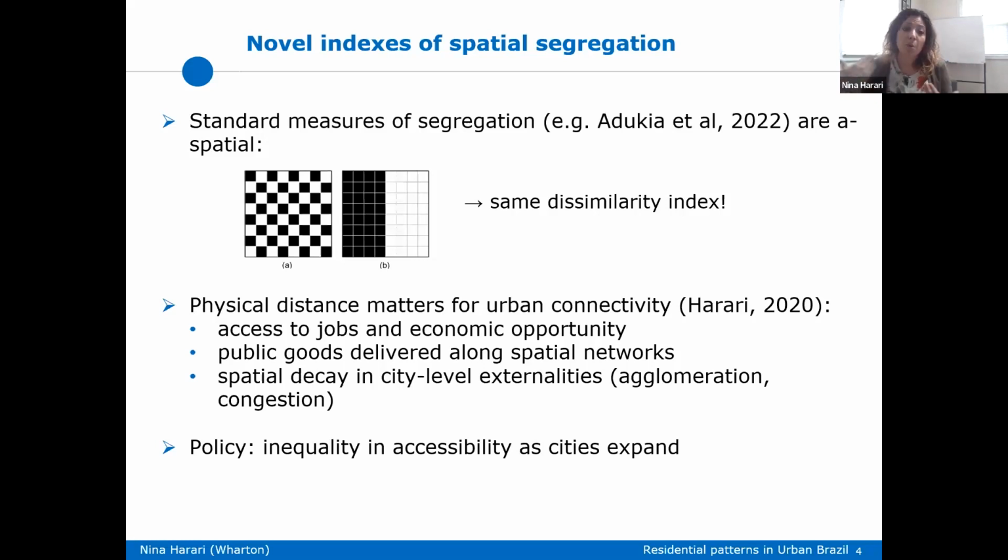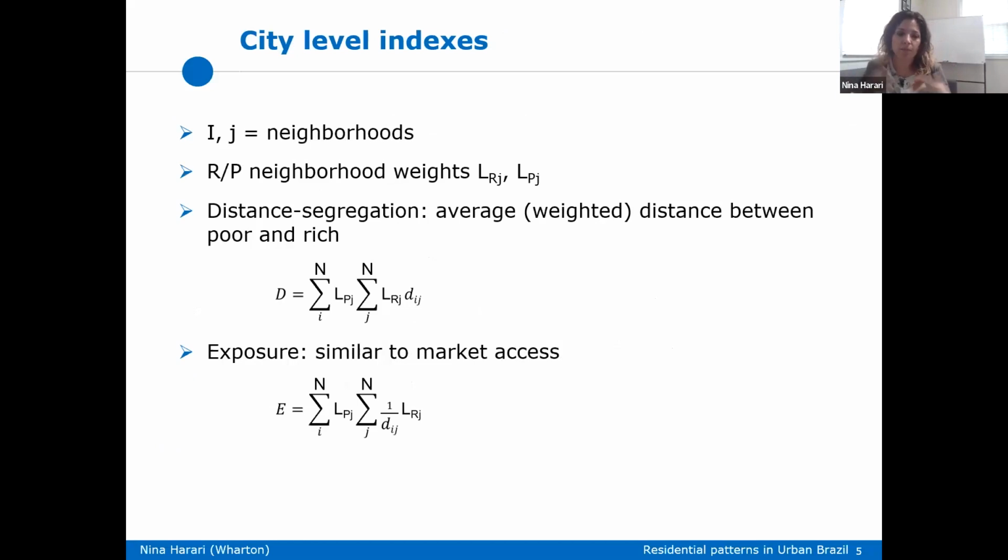But plausibly, it is important to bring in physical distance because it matters for access, because a lot of public goods in cities are delivered along spatial networks, and because a lot of city level externalities, whether they are positive externalities like agglomeration or negative externalities, have a decay pattern in space. And from a policy perspective, it's useful to think about inequality in accessibility as cities expand. So with this in mind, I come up with two novel sets of indices that measure this notion of distance segregation.